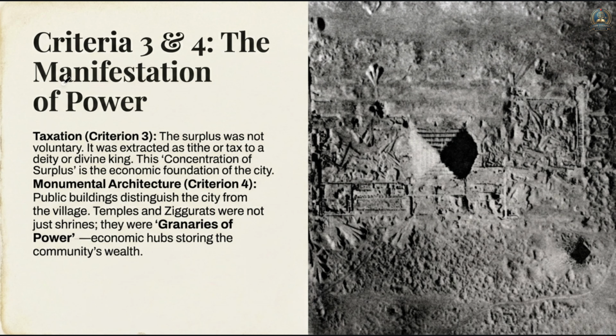Criteria 3 and 4, the manifestation of power. The surplus was not voluntary; it was extracted as a tax to a deity or divine king. This concentration of surplus is the economic foundation of the city. Monumental architecture and public buildings distinguish the city from the village. Temples and ziggurats were not just shrines; they were granaries of power, economic hubs storing the community's wealth.